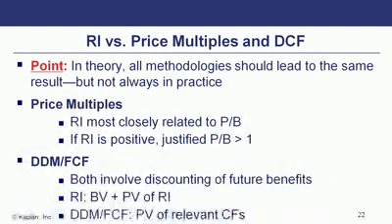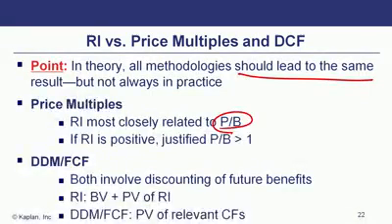So, what about residual income versus price multiples and discounted cash flow? The whole point is, in theory, all methodologies should lead to the same result, but this is not always true in practice. Price multiples, essentially residual income, is most related to price to book, right? We've seen why. If residual income is positive, the price to book will be greater than 1 because return on equity in the numerator is going to be greater than the required rate of return in the denominator, right?